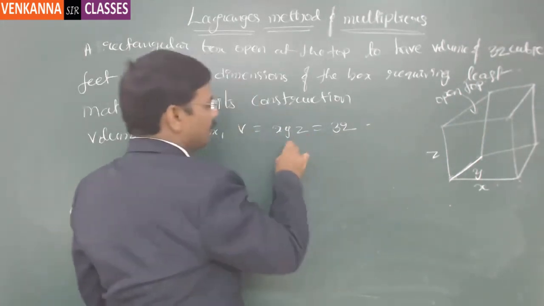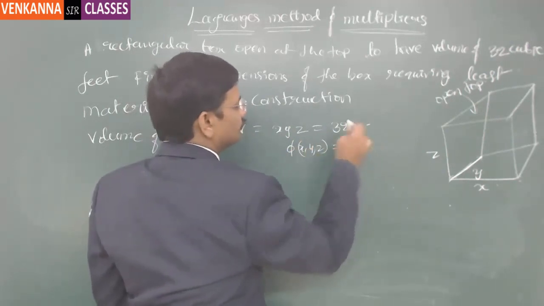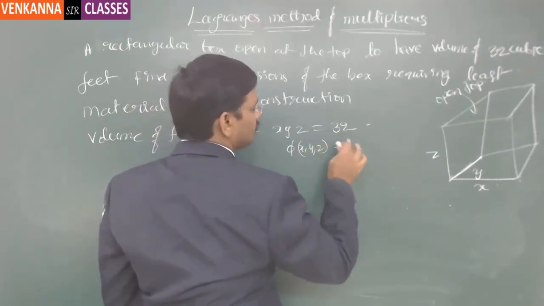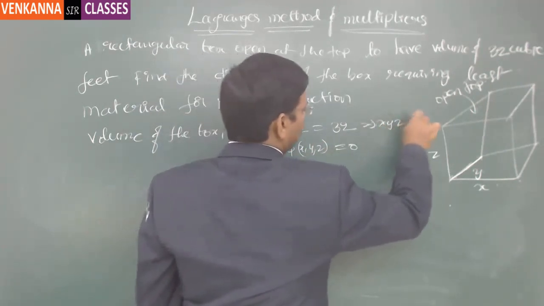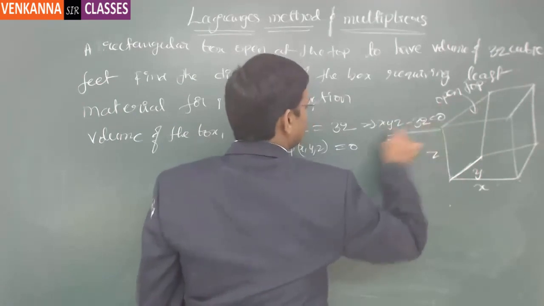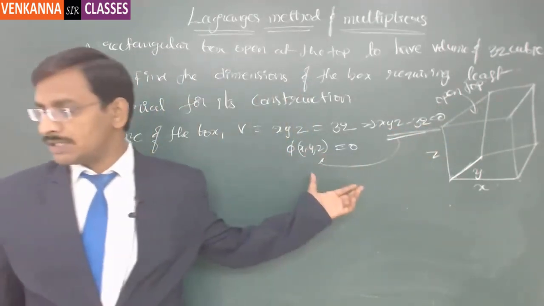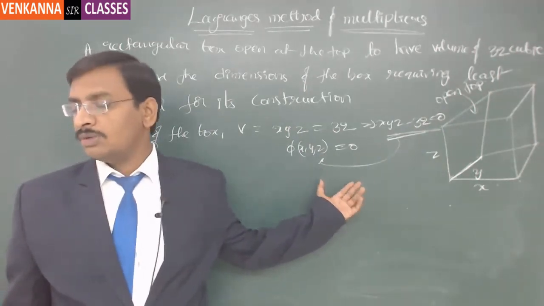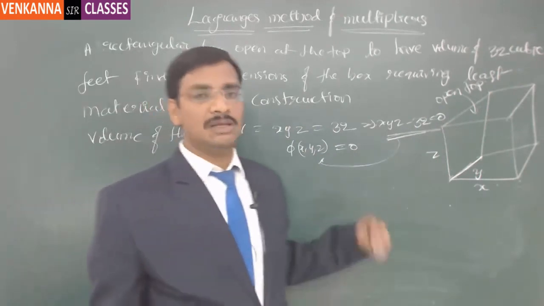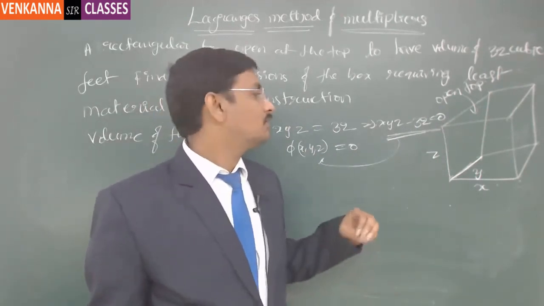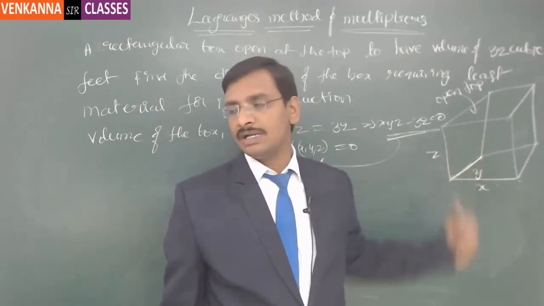So this is nothing but phi of X comma Y comma Z is equal to 32, or minus 32 equal to 0. So this is XYZ minus 32 equal to 0. This is the function phi of X comma Y comma Z, and this forms the constraint for us. Now for constructing this particular box we need the least material. So you will be able to get it provided you have the least surface area for this entire box.